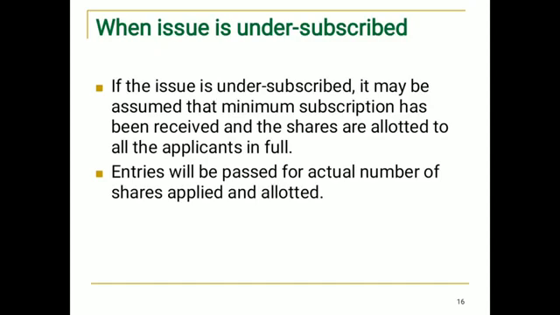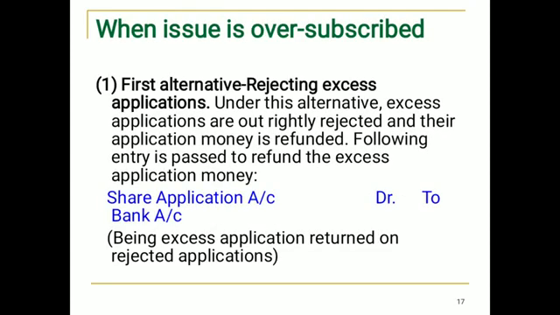For shares issued at par and issued at premium, the journal entries will remain the same, but the number of shares that you are going to consider is the shares applied and allotted. Okay? Then comes the case of oversubscription. We consider the same example of 30,000. Okay, try to understand. You have received applications for 40,000.